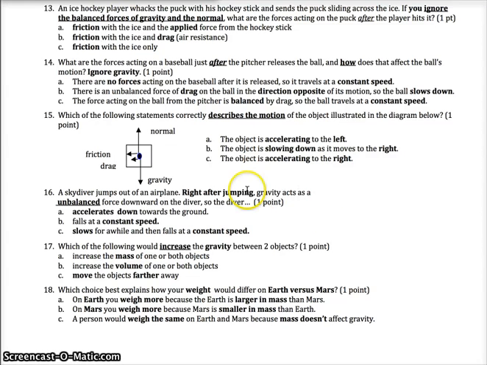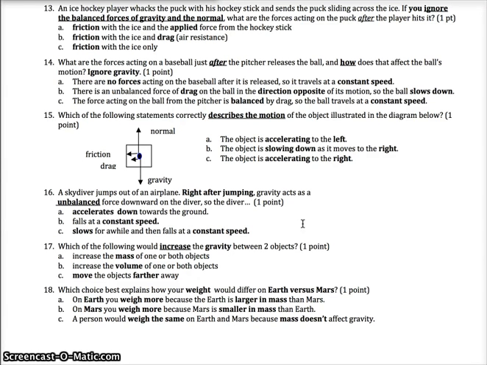So we want to know right after jumping, gravity acts as an unbalanced force downward on the diver. So this is unbalanced. So A, is the skydiver going to accelerate down towards the ground? B, fall at a constant speed? Or C, slow for a while and then fall at a constant speed?